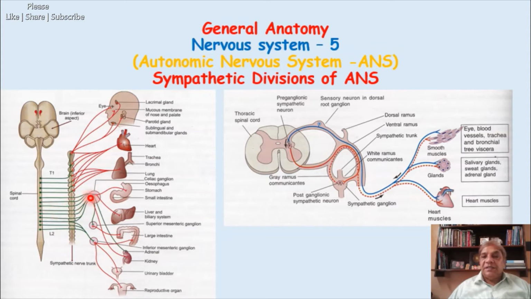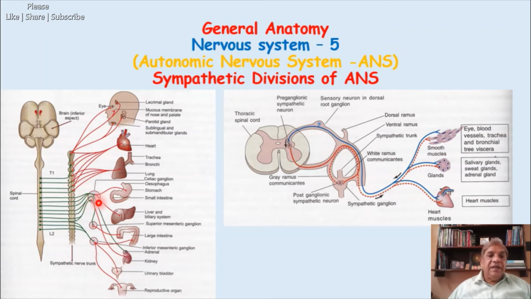Still they are in green color, that means they are still preganglionic fibers, so they are not relaying. Then they will come to the abdomen from the thoracic region. They will come to the abdominal region in the form of nerves called splanchnic nerves. This green color thing where my pointer is moving, these are the splanchnic nerves. And where will they relay then?